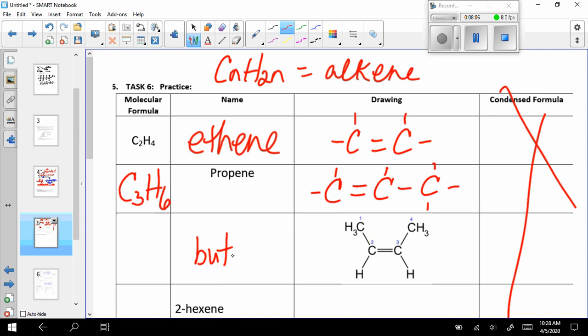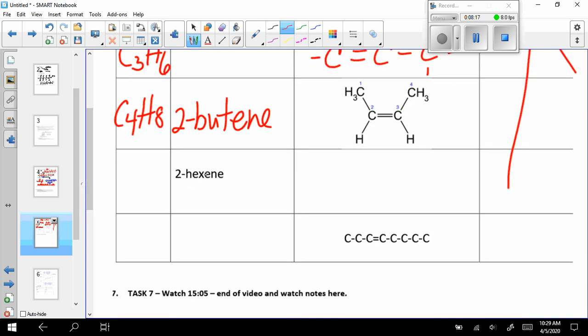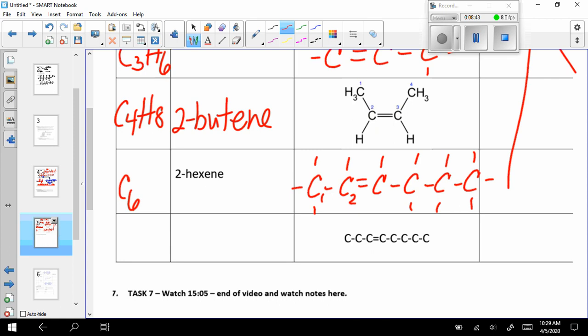All right, 1, 2, 3, 4 in my chain. So that tells me butene. The double bond comes after number 2, so 2-butene, C4H8. All right, 2-hexene. Hex is 6, so 1, 2, 3, 4, 5, 6. 2 tells me here's carbon 1, carbon 2. After the second carbon, put a double bond, and then I do my H's. And then hex is 6, and then double it is 12.